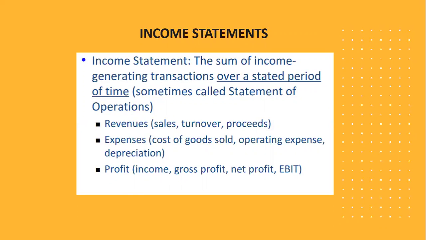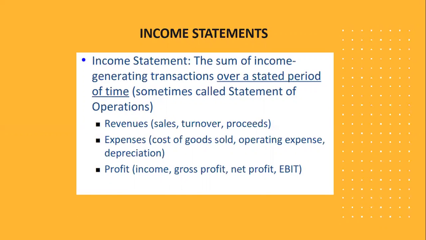The first one is revenues, usually called sales, turnover, proceeds. These are all names affiliated with revenue, but it's basically the money that's coming in. The second bucket is expenses. And this basically has three big categories: the cost of goods sold, operating expenses, and depreciation. And finally, you will see revenue minus expense, which will give you the profit.